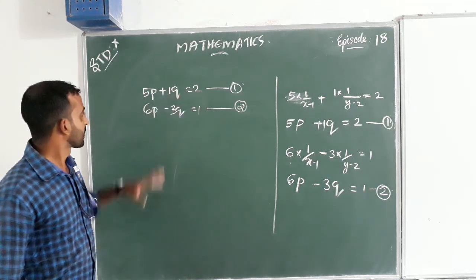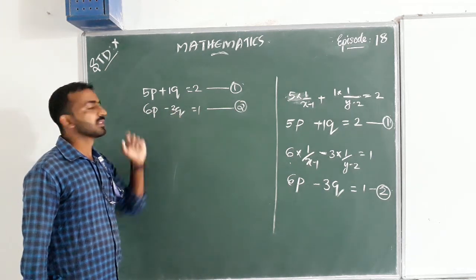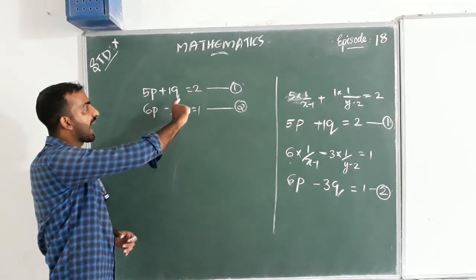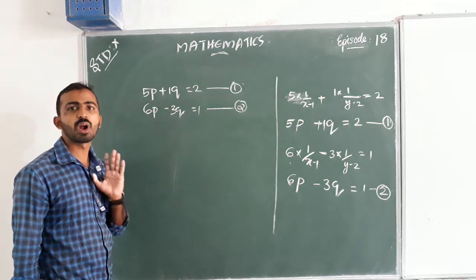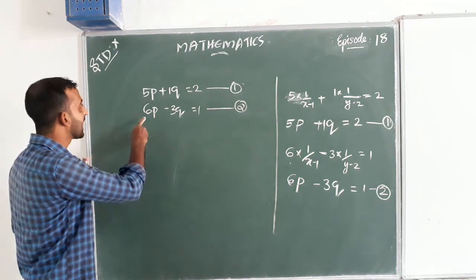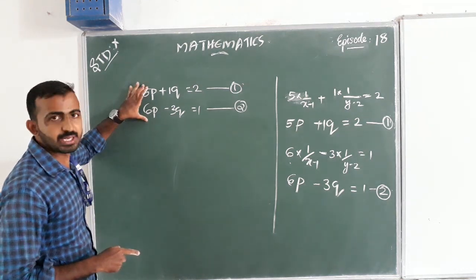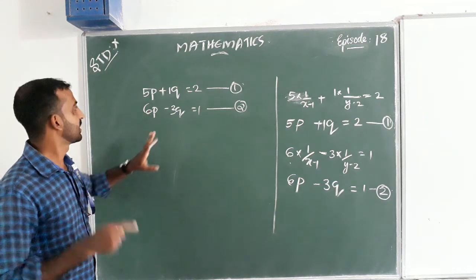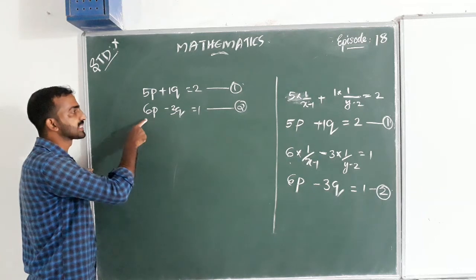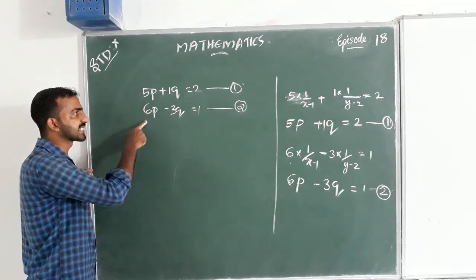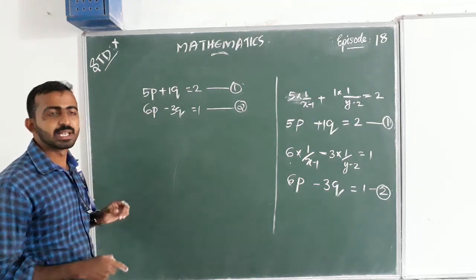Here we want to eliminate one term. There are two terms, p and q: 5p and 1q in equation number 1, and 6p and 3q in equation number 2. When we add or subtract these two equations, we want to eliminate one term. So we take the least common multiple of the coefficients of p, that is 5 and 6. Its least common multiple is 30.